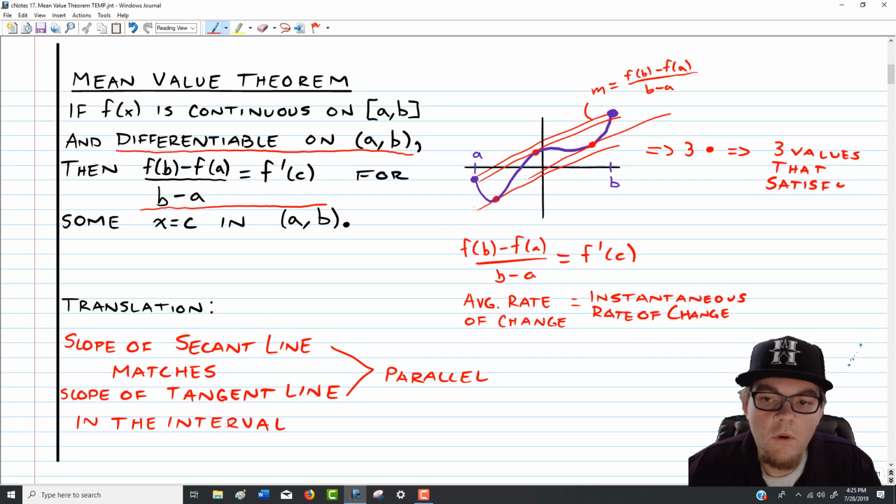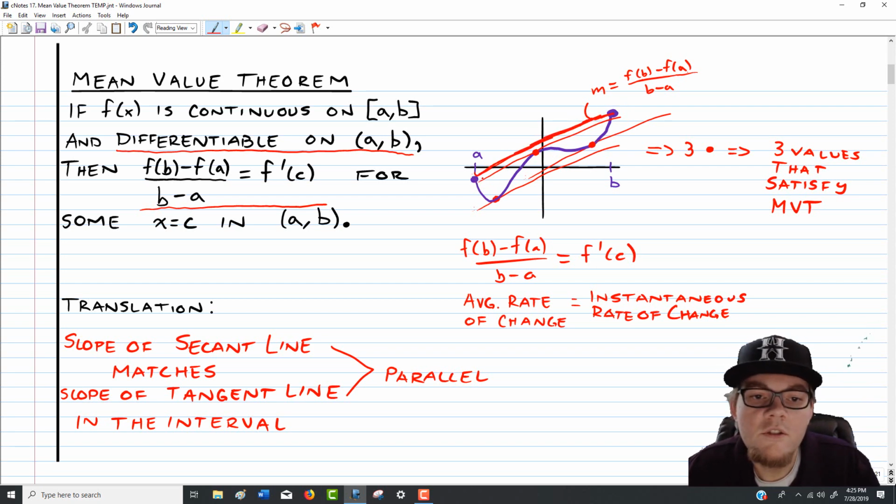So we're looking for places where the slope of the secant line matches the slope of the tangent line. And in a sense, what that means is we're trying to find the places where the secant line slope is equivalent to the tangent line's. Or, better yet, places where the tangent line is parallel to the secant line.